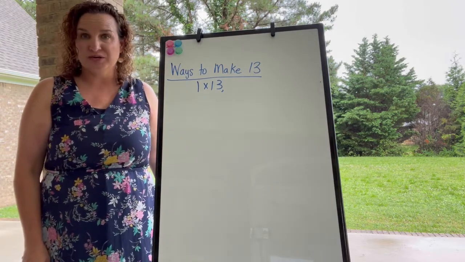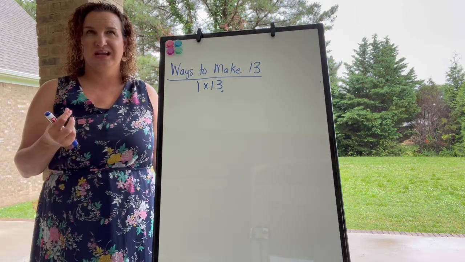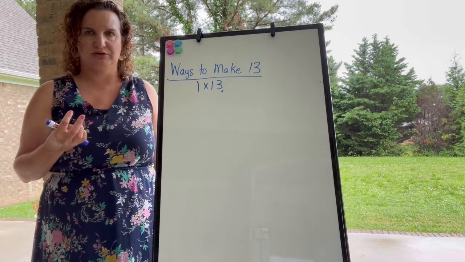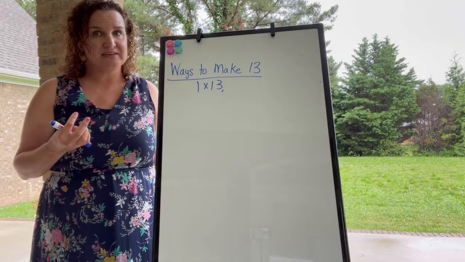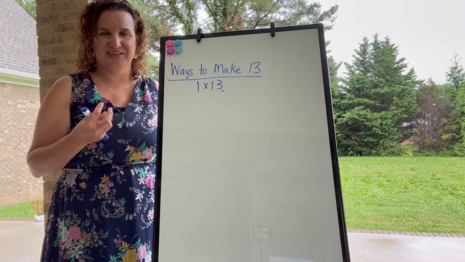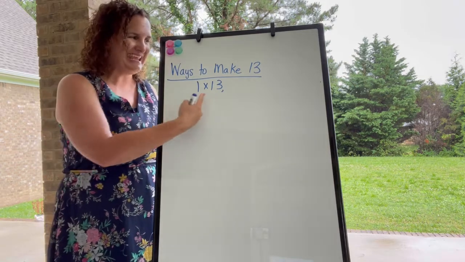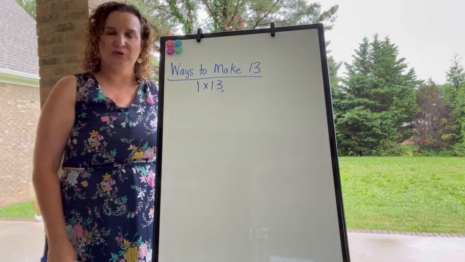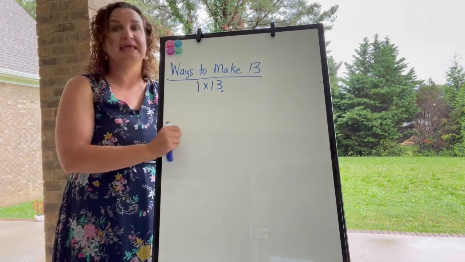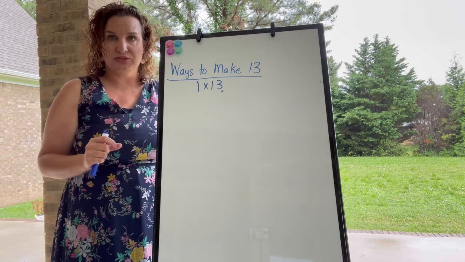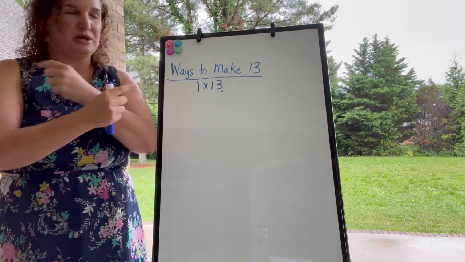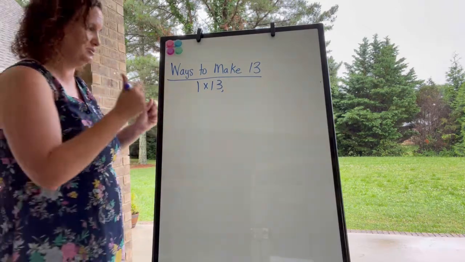What about 4s? 4, 8, 12, 16, so I don't land on it with 4s. What about 5s? 5, 10, 15. I don't land on it there. Did you find any other combinations or any other ways to make 13? Nope. This is the only way, the only array that's going to make 13 is 1 times 13. Now you could flip-flop that and say 13 times 1, but you still only got these two factors, okay?